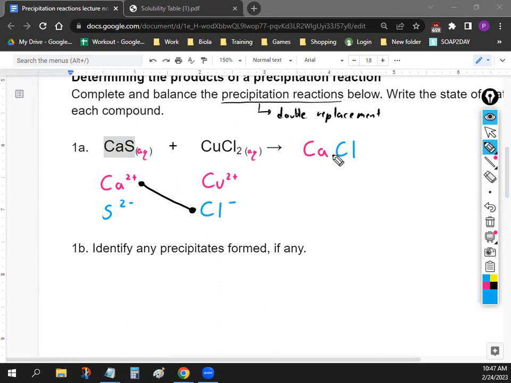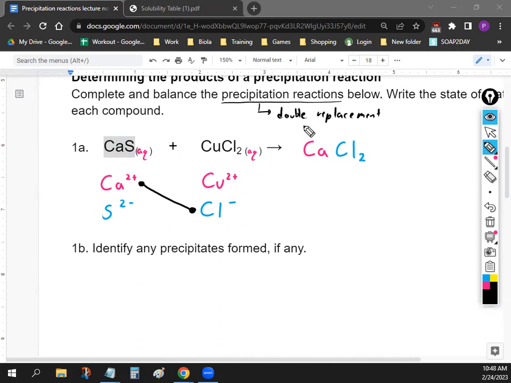Before we finish up the formula, we need to make sure the positive and negative charges balance out, right? If Ca is +2 and Cl is -1, it's obviously not balanced. Do we have too much positive or negative charge? Yeah, way too much positive. How many Cls do I need to balance out the positive charge? 2. Yeah, so we just put a 2 behind the Cl, and that's it. Okay, so that's the first one.